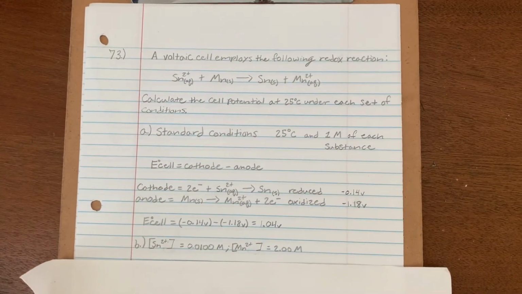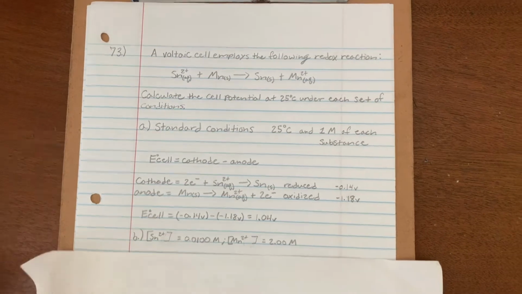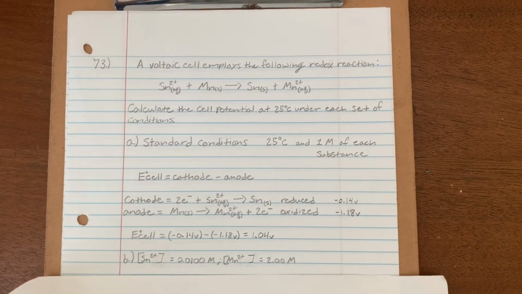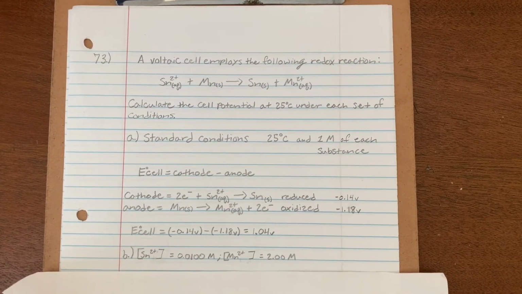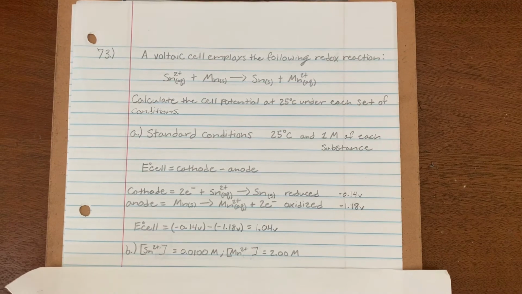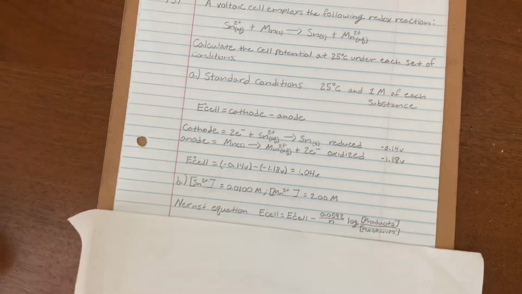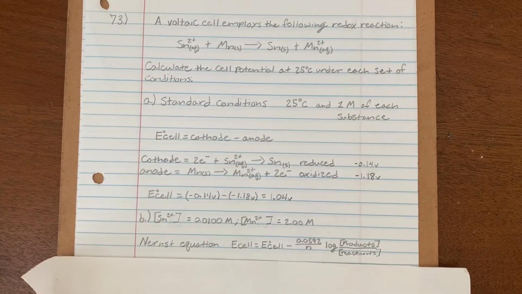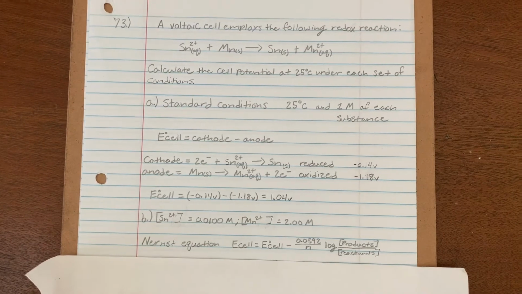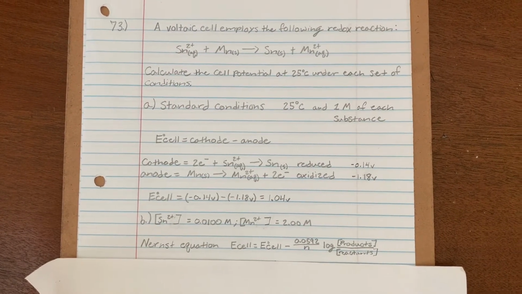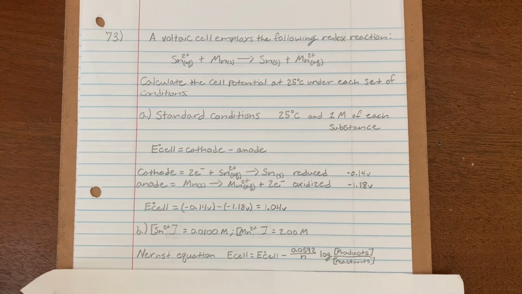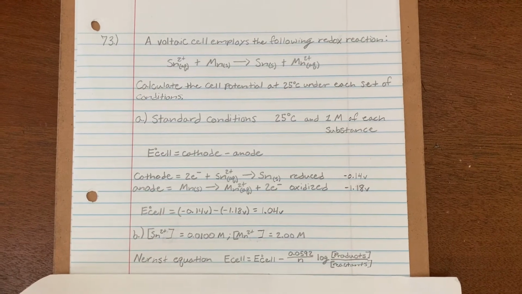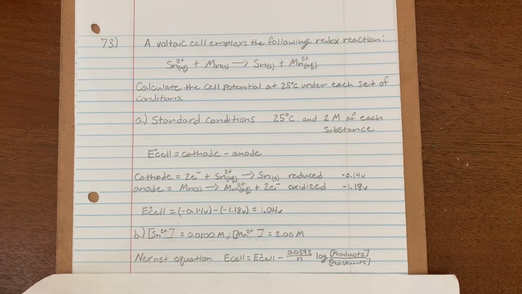For B, we now have new concentrations of our substances, and we are still acting at 25 degrees Celsius, as was stated previously in our question. Because we now have new concentrations that are not 1 molar of each substance, we would have to use the Nernst equation, which is E cell equals E cell at the standard minus 0.0592 over n times log of concentration of products over concentration of reactants.